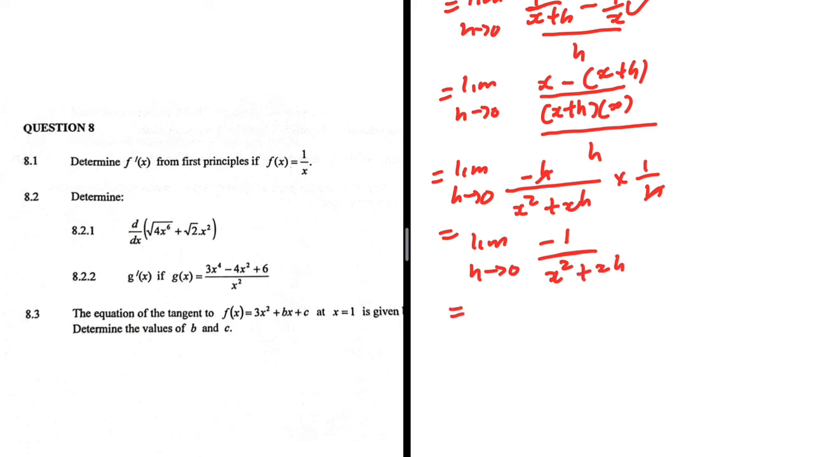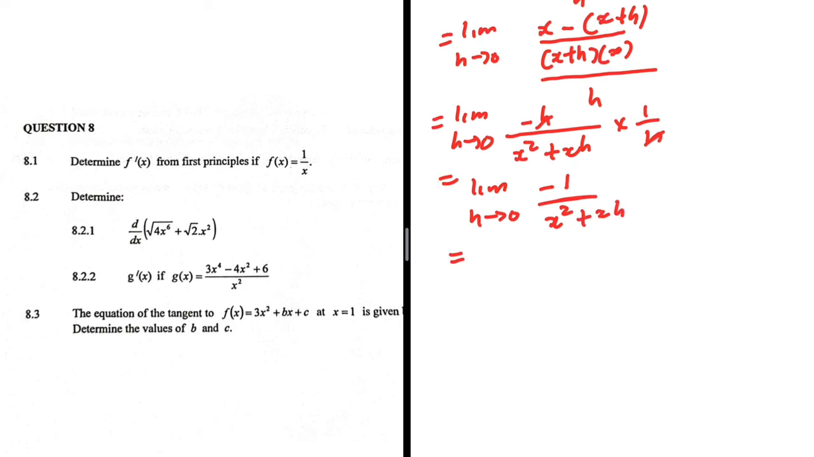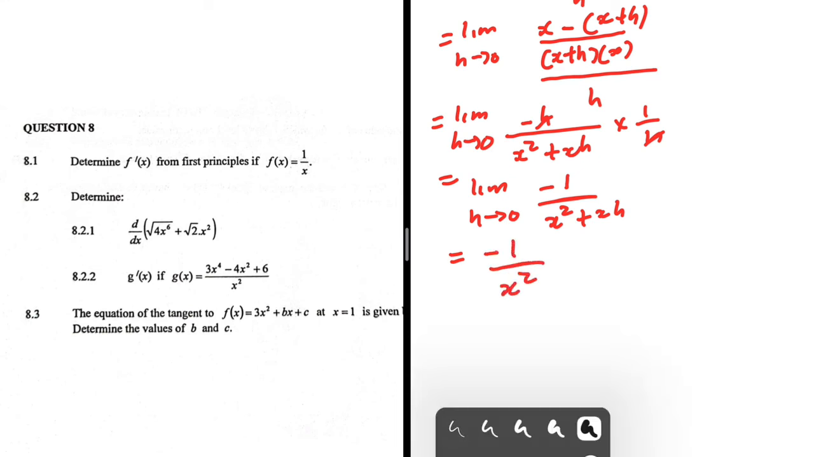Let's let h tend to 0. If we do that, we're going to be left with minus 1 divided by x squared. We are letting h tend to 0, and this is f prime of x.